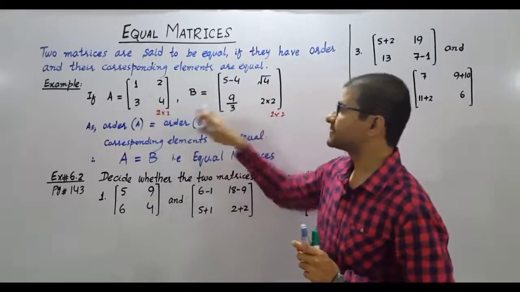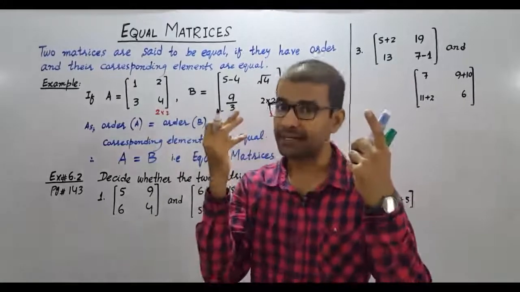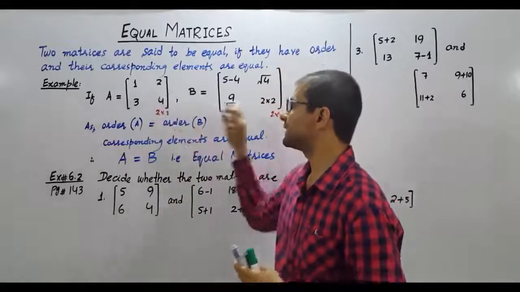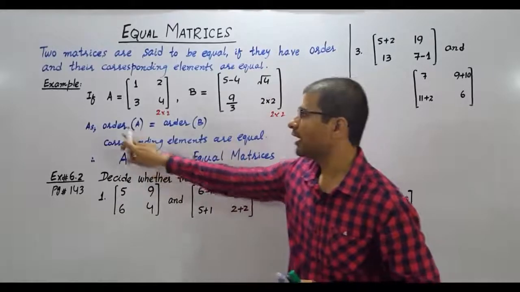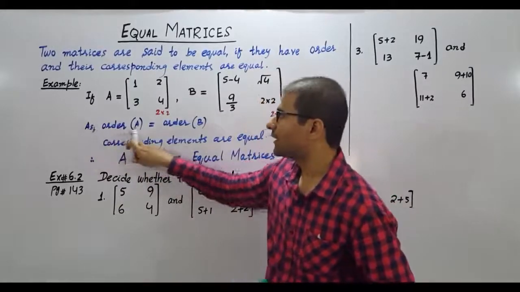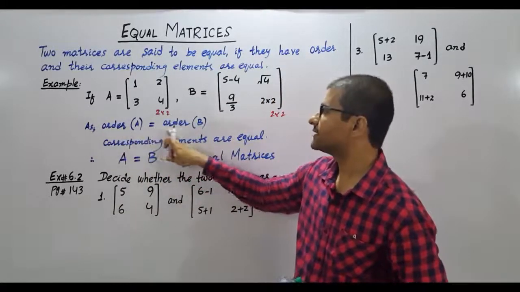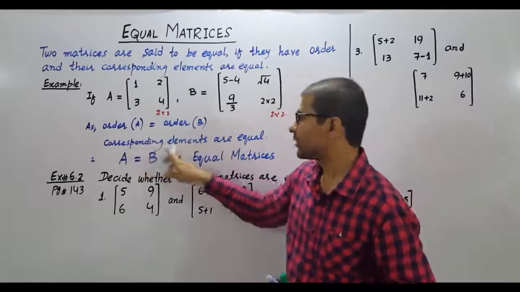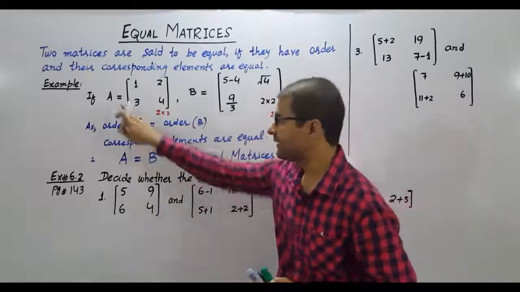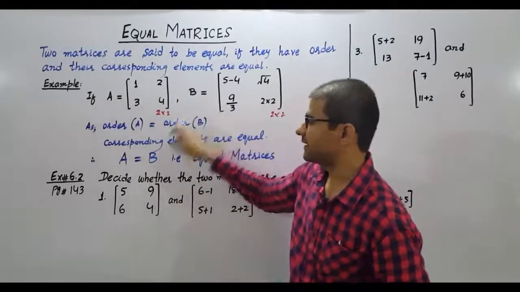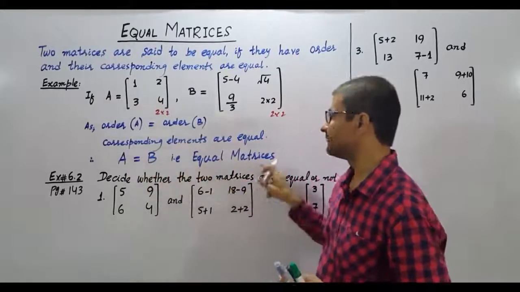The order of both matrices is the same and their corresponding elements are equal, so these two matrices are equal. We can decide A equals B. Why? Because the order of A equals the order of B and their corresponding elements are equal. So we can say A equals B, that is, equal matrices.